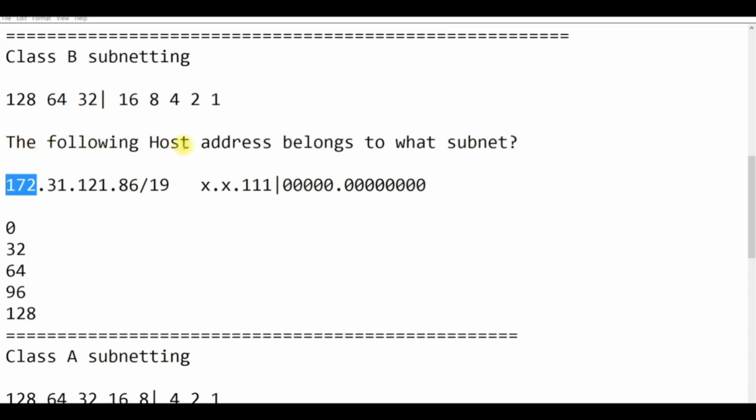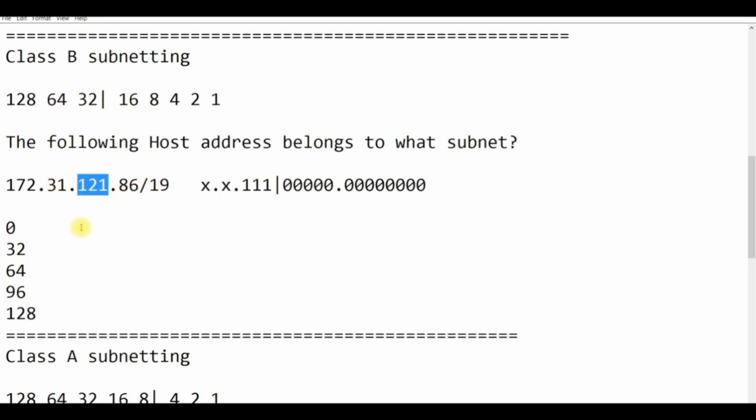So how does the question go? The following host address belongs to what subnet? So they've given you this particular address right here, okay? So your focus again is this CIDR 19. So you have 8 and 8, that's 16, 17, 18, 19. You draw your line. That line already tells you that you're incrementing by 32. Now remember, our focus is here.